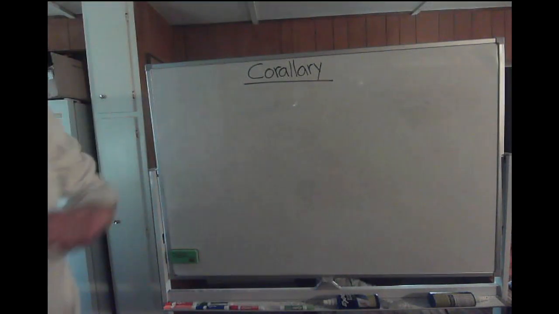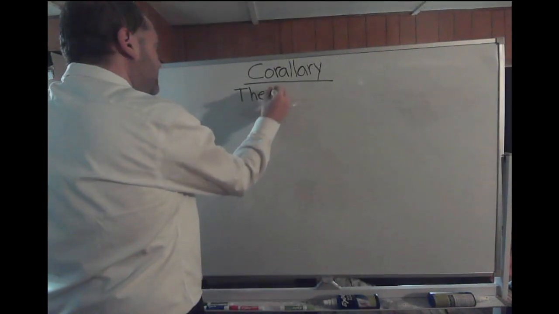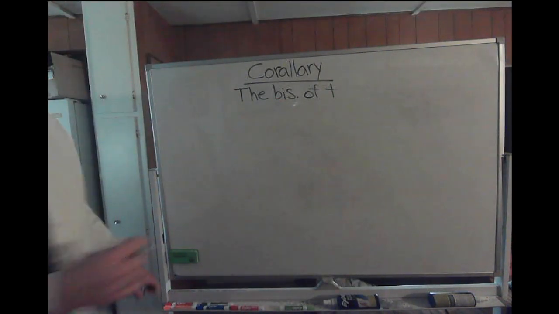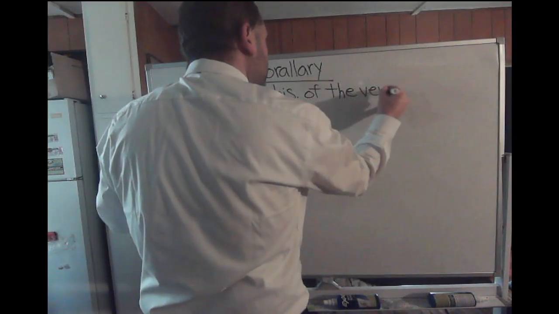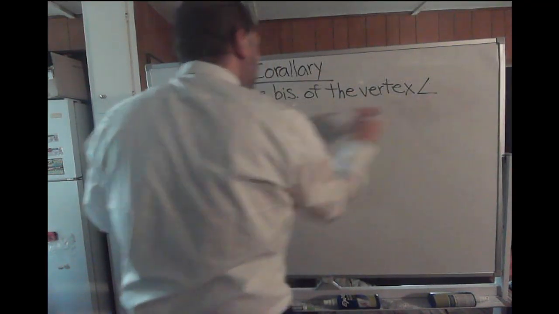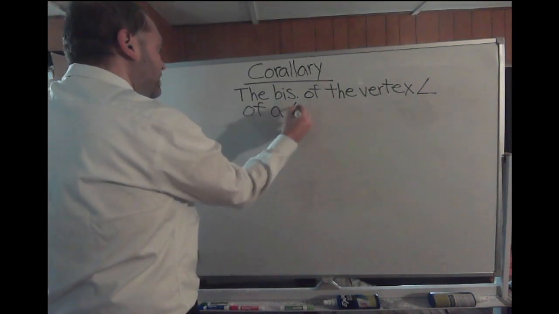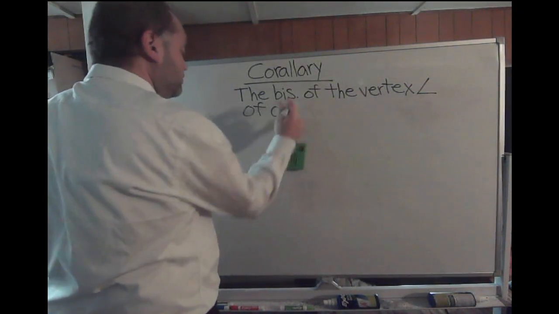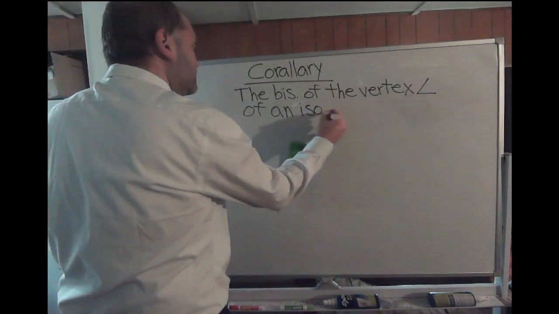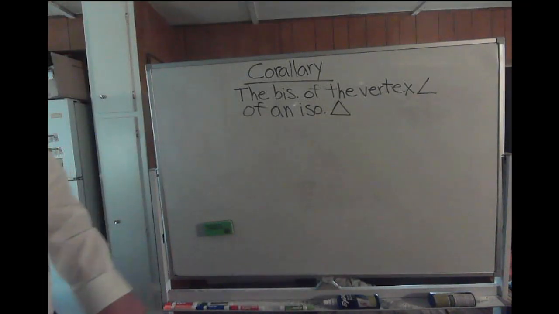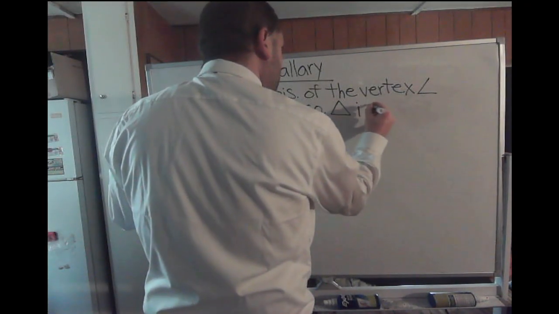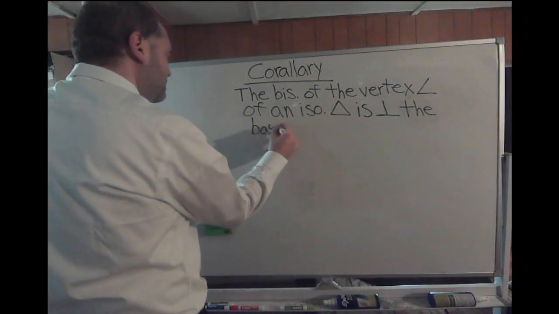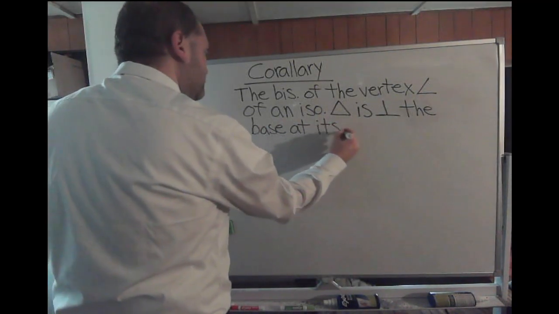Now this corollary states the bisector of the vertex angle of a triangle, I should say of an isosceles triangle, not just a triangle in general, of an isosceles triangle is perpendicular to the base at its midpoint.